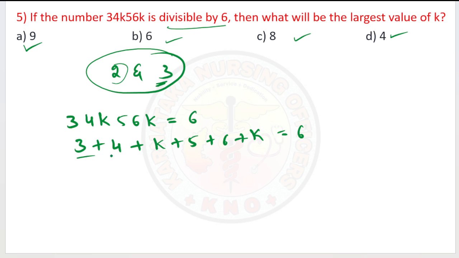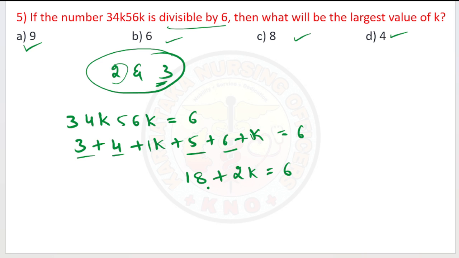Okay, so do the addition of the digits. 4 plus 3 is 7. 7 plus 5 is 12. 12 plus 6 is 18. 18 plus k plus k. How many k's are here? 2k. So here the constant is 1. Okay, 1k plus 1k is 2k is equal to 6.